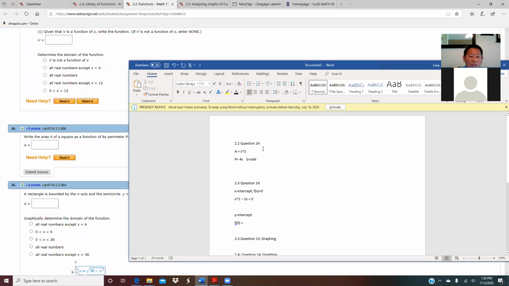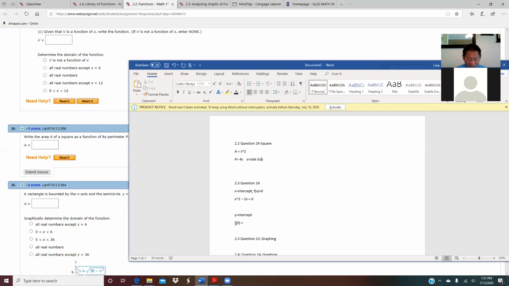So this is talking about a square. For a square, the area is side times side, which is s squared, and the perimeter is 4s because you add 4 sides and the sides are all the same. In this case, we have to find the area in terms of P. So we have these two formulas, one is the area formula and one is the perimeter formula. We try to use substitution here.